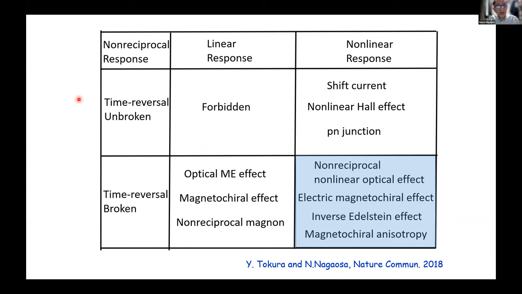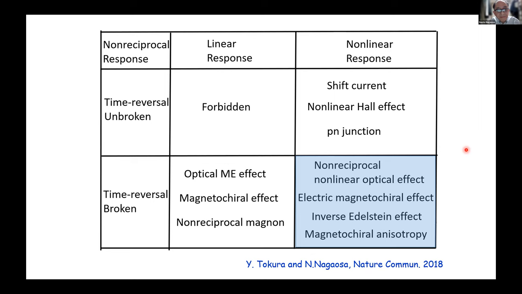So based on this idea, we classify the non-reciprocal response into four categories, according to whether time reversal is unbroken or broken, and whether the response is linear or non-linear, right? And actually this magneto-chiral anisotropy belongs to this class. But note that even without the time reversal symmetry breaking, you could have a non-linear, non-reciprocal response, which includes the shift current and nonlinear Hall effect and PN junction, and also the Josephson junction sometimes shows the non-reciprocal response. I'll be back to this issue later.